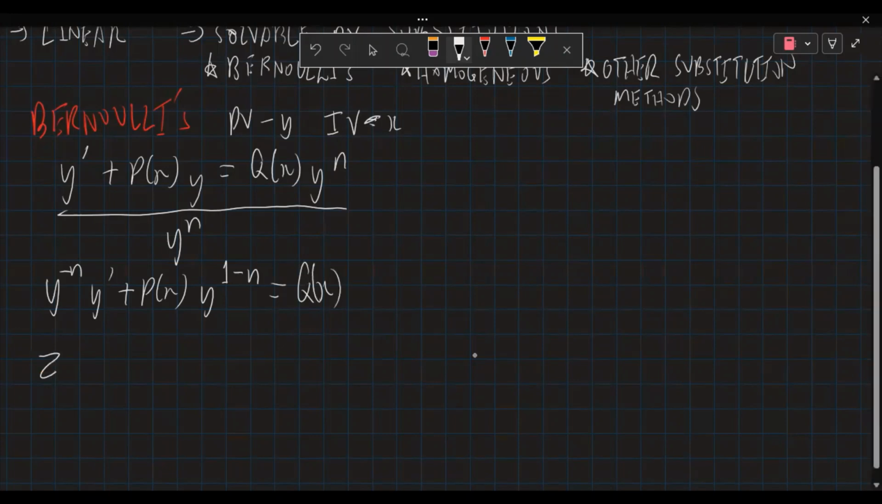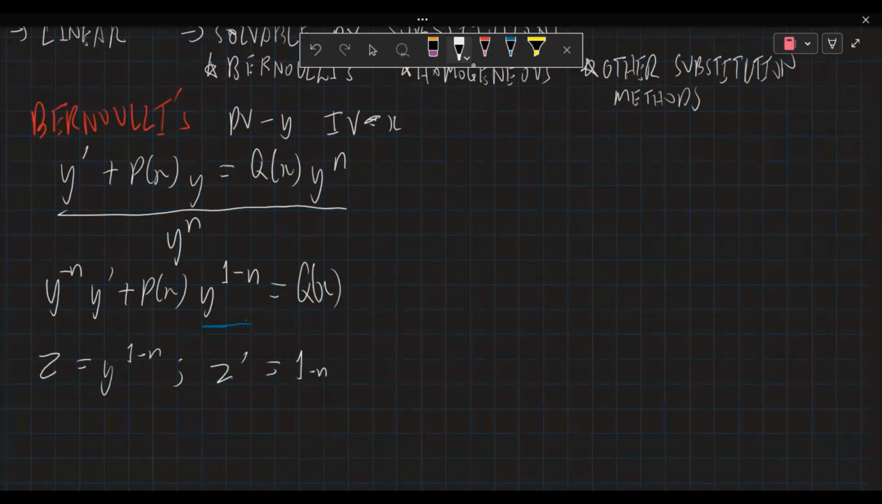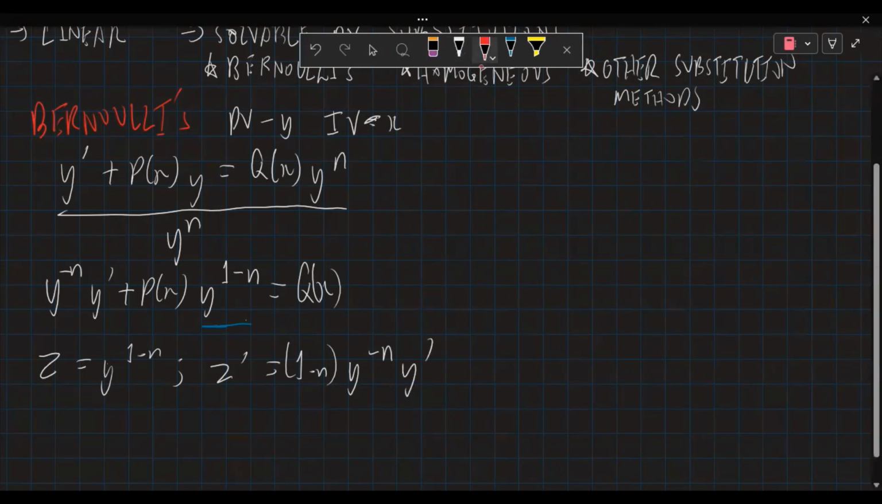So we can use any letters. So I will use Z. And we will equate it to our y to the power of 1 minus n. And we will do implicit differentiation here. So this becomes Z prime equals 1 minus n, and then y to the power of 1 minus n minus 1, which is basically minus n. And then this is dy or y prime pala, y prime. And we can see this is basically the same formula here, same equation.